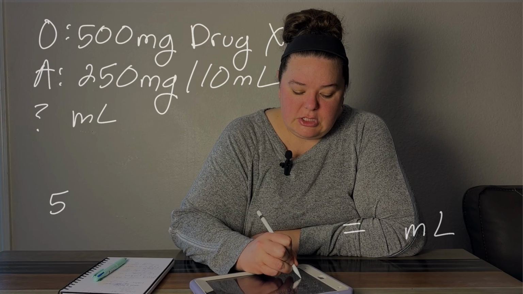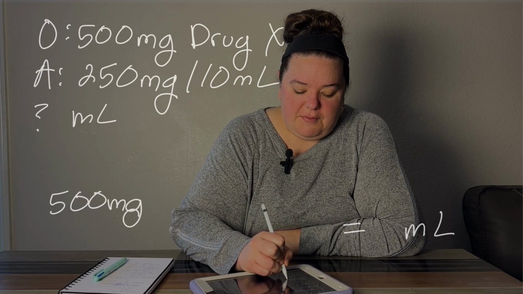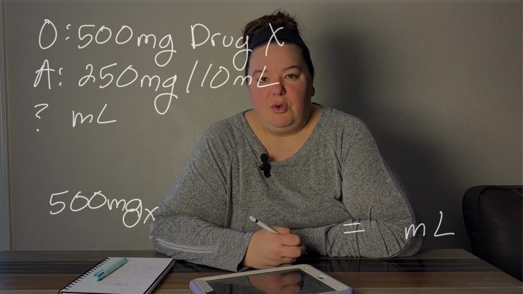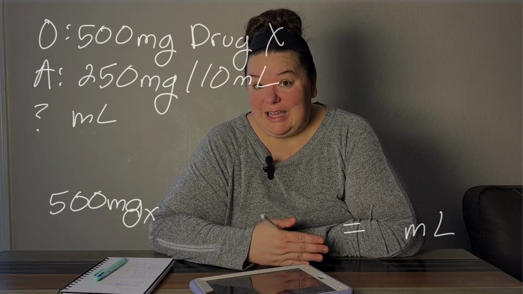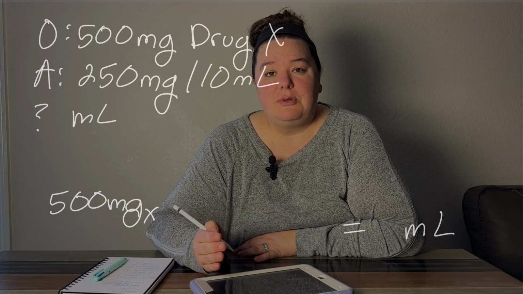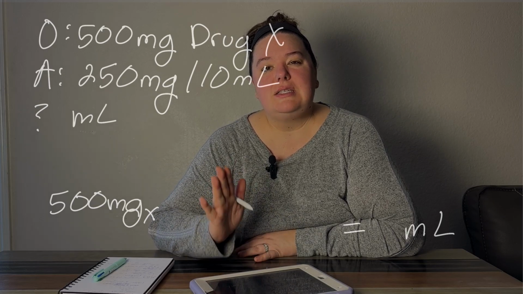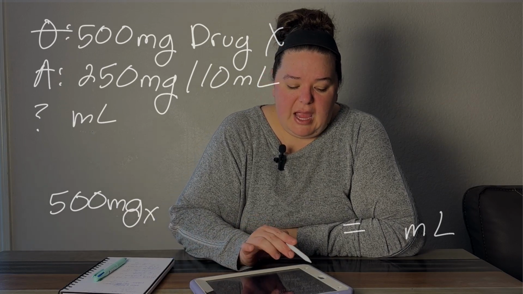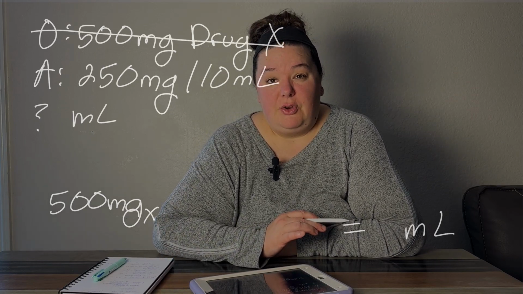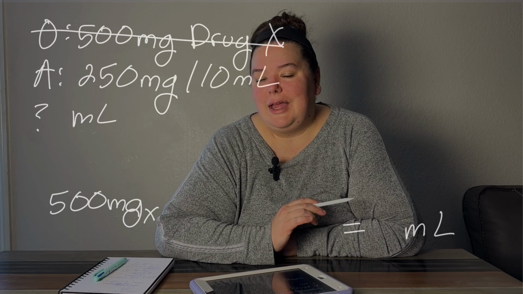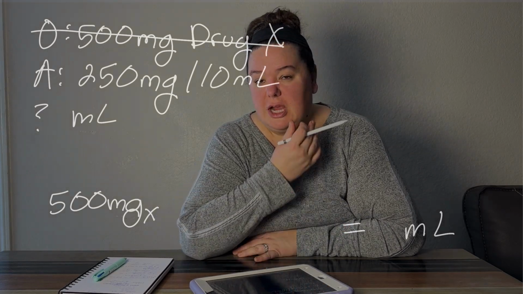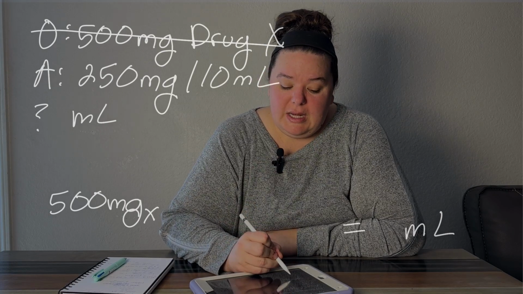So we're going to start with our order, 500 milligrams. And now we know we need to get rid of milligrams, right? Because milligrams does not equal milliliters. We're trying to get those labels to match. Remember, dimensional analysis is all about labels matching. Once we have our starting point, 500 milligrams, there's going to be another video that explains how to start dimensional analysis problems, so please make sure you go check that out. We need to get rid of milligrams.